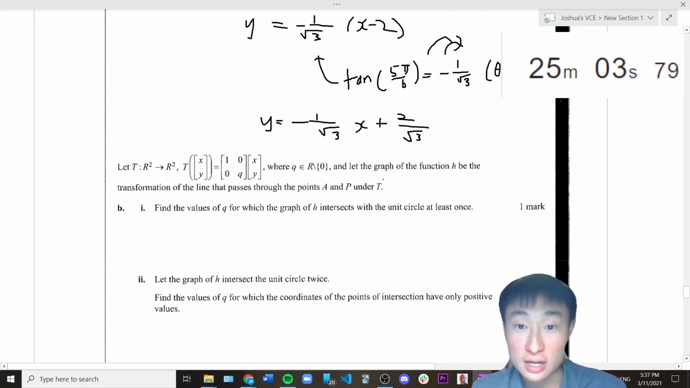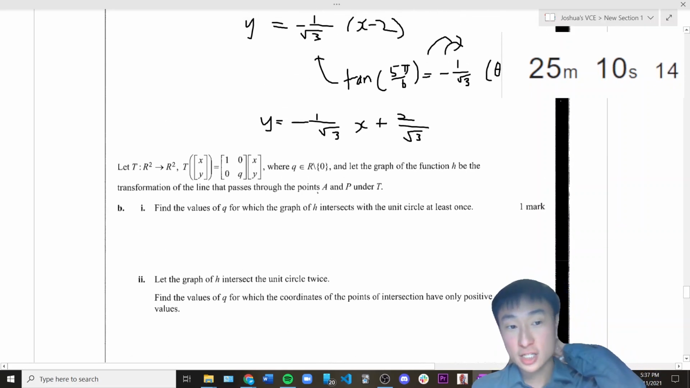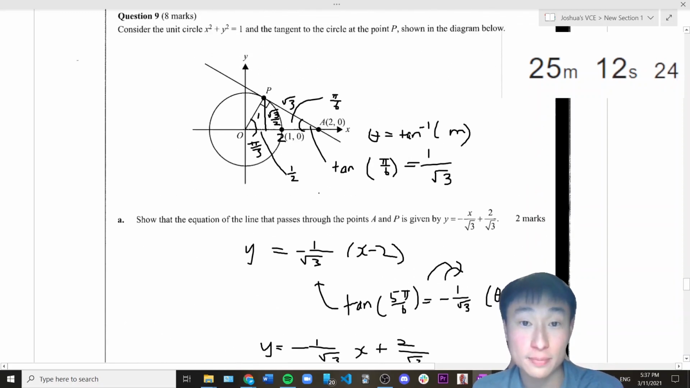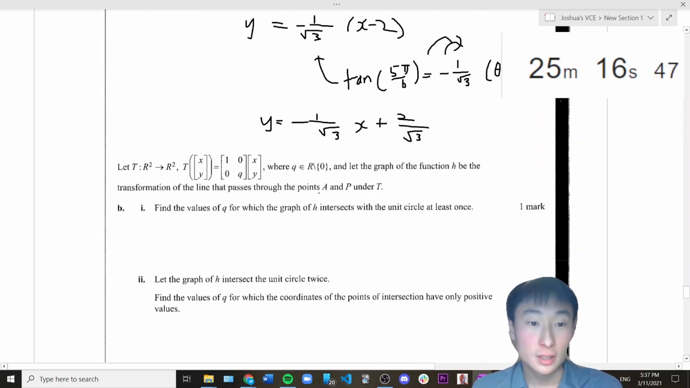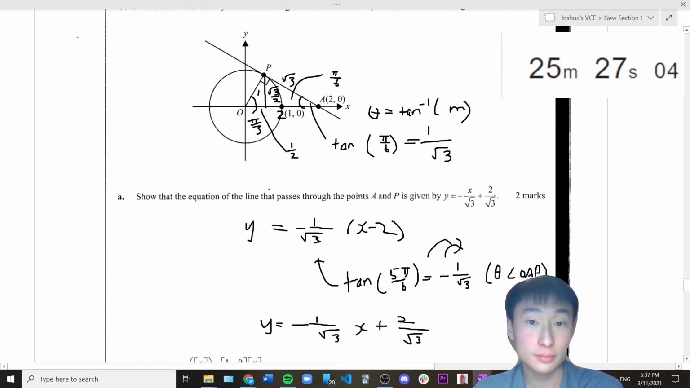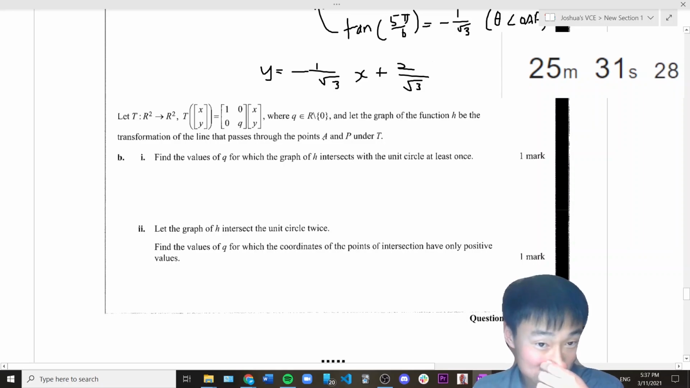Okay, where q? And let the graph of the function h be the transformation of the line that passes through A and P under T. Okay, so you have a transformation here. Let the graph of the function h be the transformation of the line. This is such a complex sentence. They could have made this so much simpler.